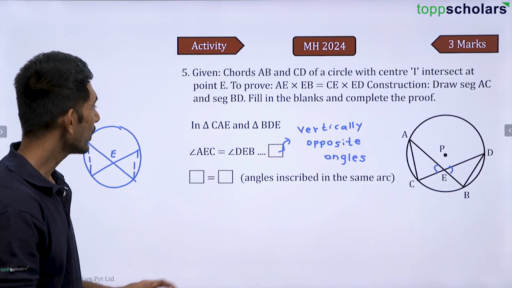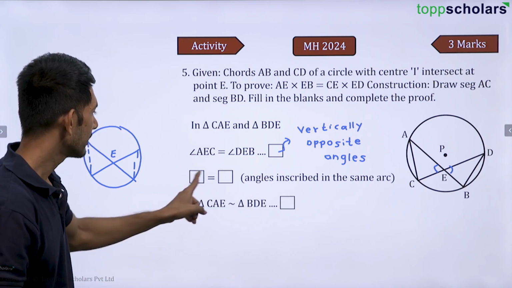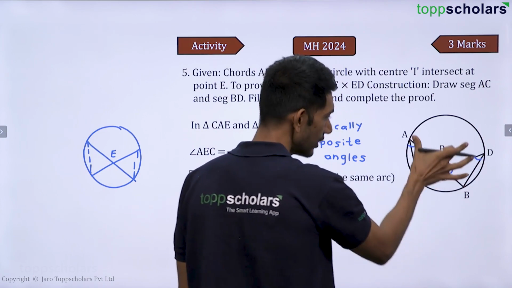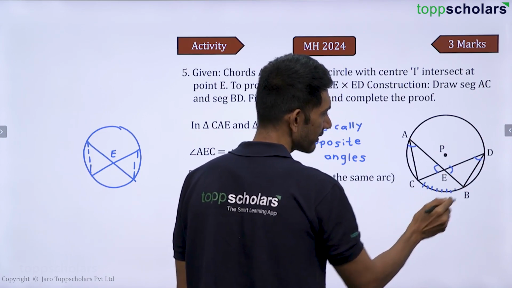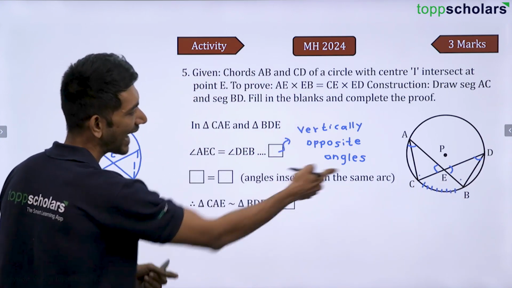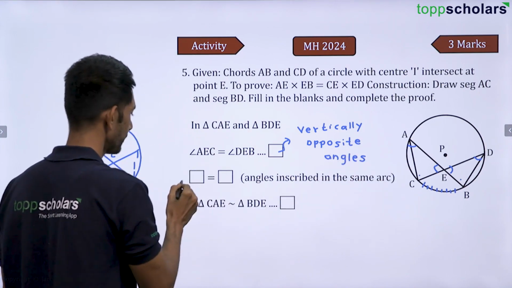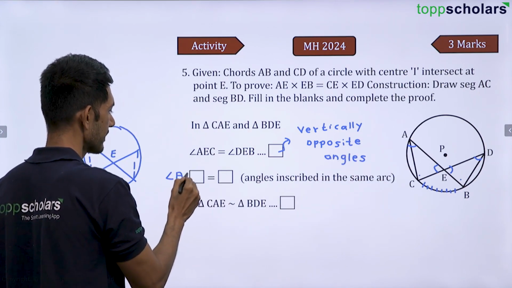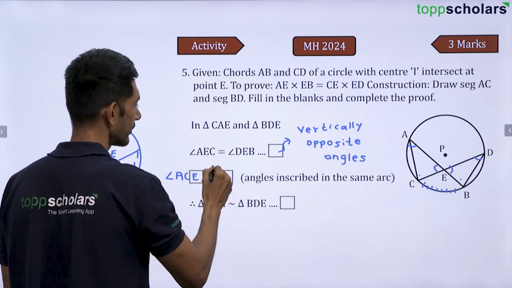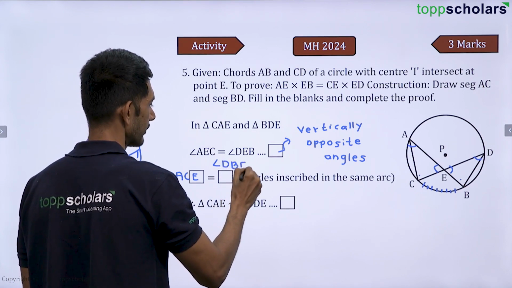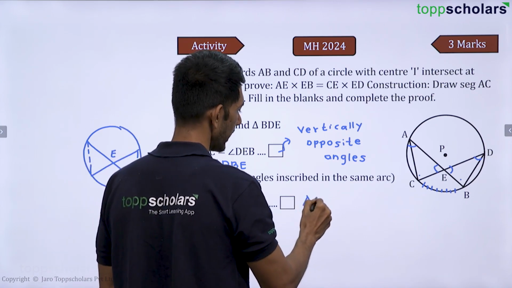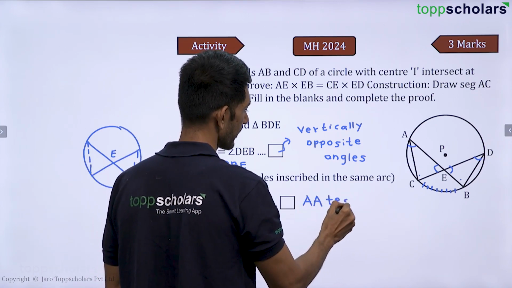Now this is interesting. Two angles which are inscribed in the same arc. There are two choices. Either you can take angle A equal to angle D, because they have the same intercepted arc BC, or you can take angle C equal to angle B. That's your choice. So if I take angle C, that is angle ACE, that will be equal to angle DBE. Correct? So the two triangles are similar by AA test of similarity.